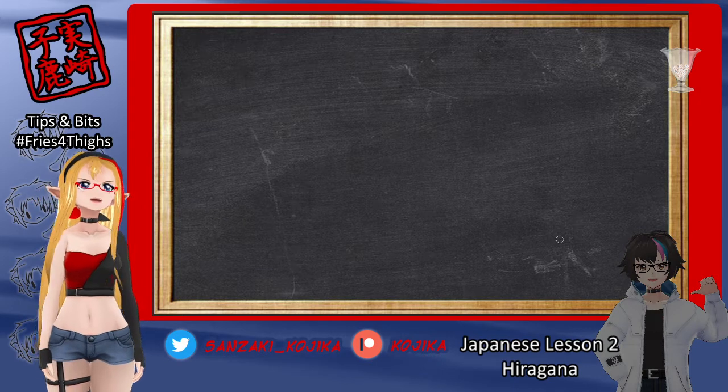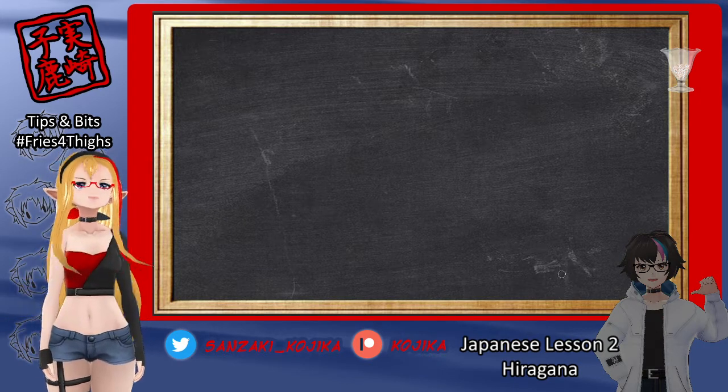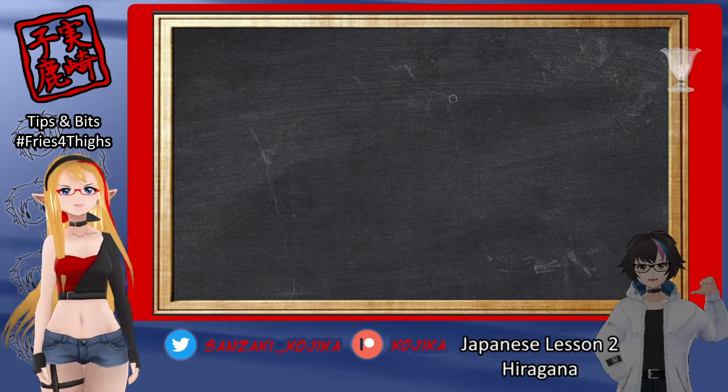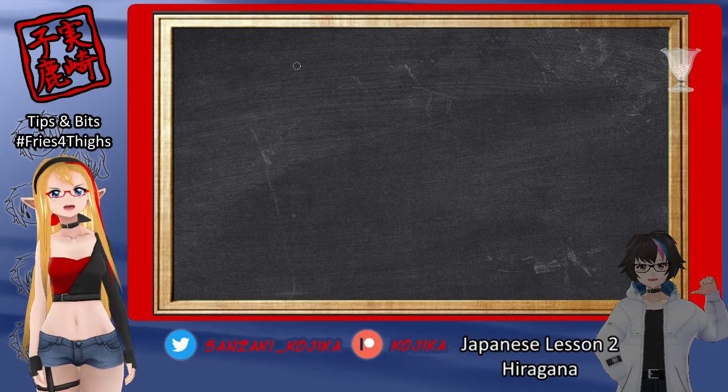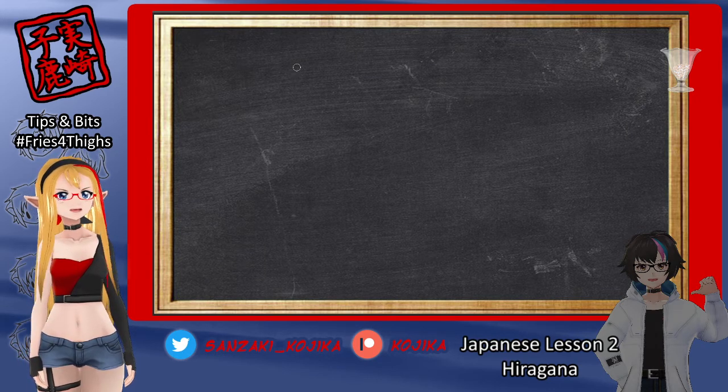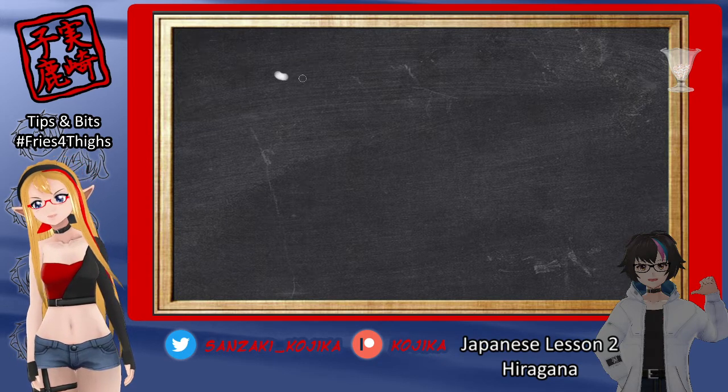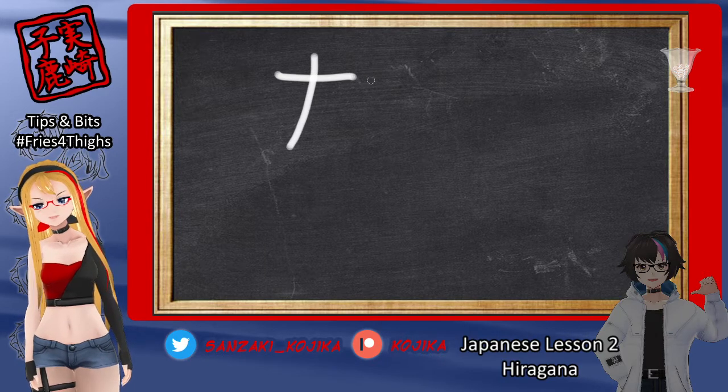All right, so we're going on to the N family. Yay! No irregulars here. Okay, so the first one is na. It's 4 strokes, but one of the ways a lot of my students back in college used to remember it was na na na na na na na na.